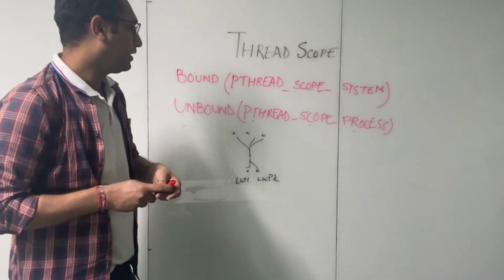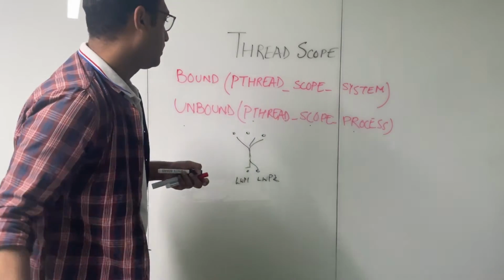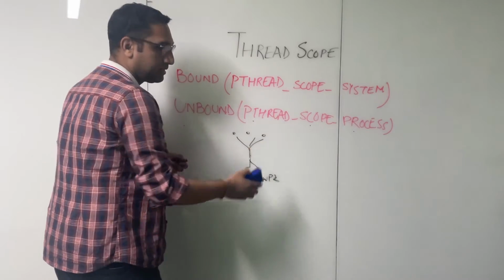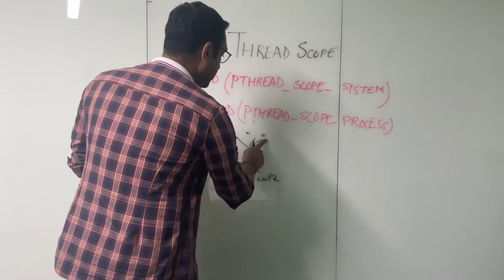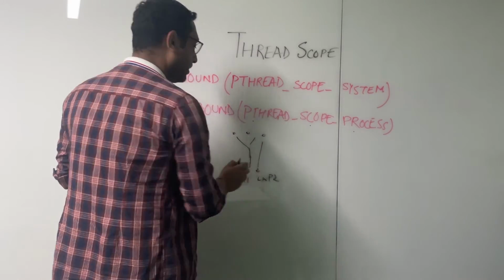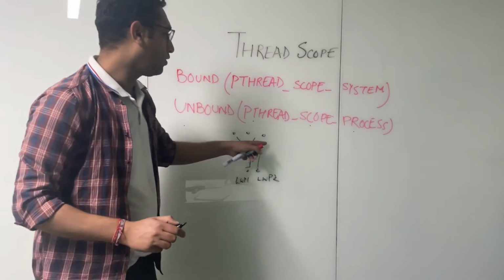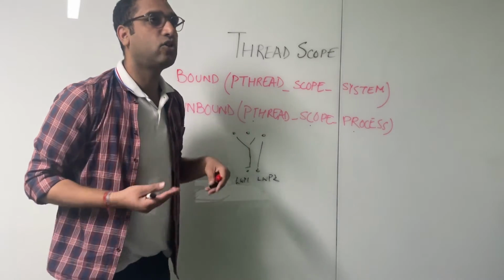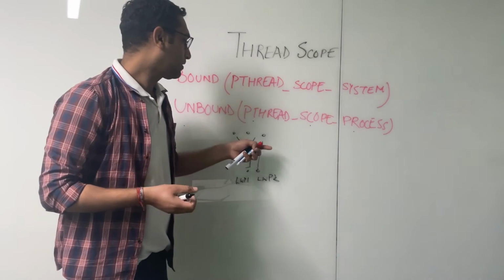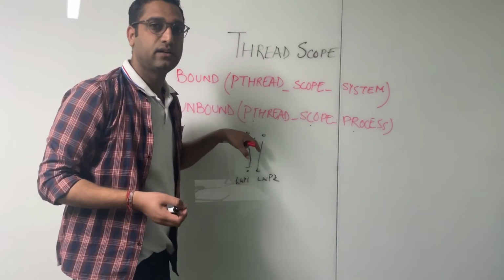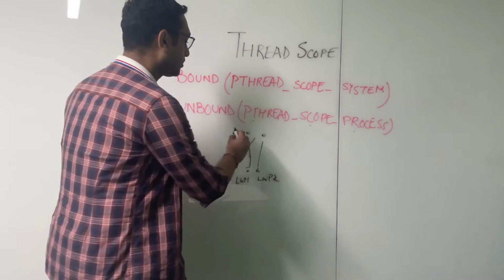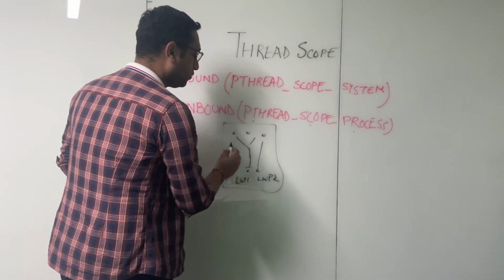But if it's a bound thread, let's say the third one was a bound thread, then it will be allocated a single LWP. It will not compete with these two threads. Its competition is basically with all the threads in the system. It is not bound to compete within this process for the same resources.